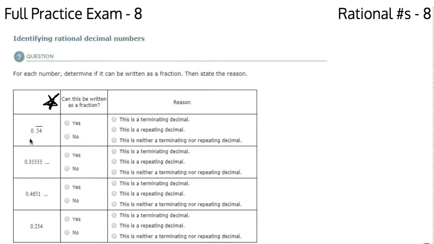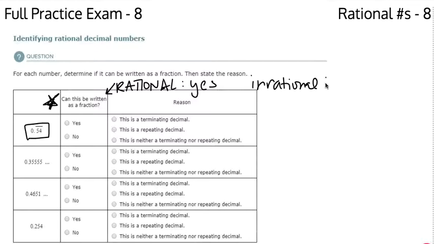Look at my first number, 0.54 repeating. Can this be written as a fraction? Yes or no? So if it's rational, the answer is yes. If it's irrational, the answer is no. Okay.